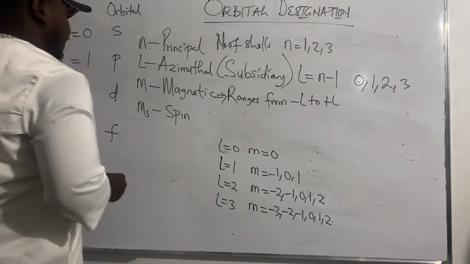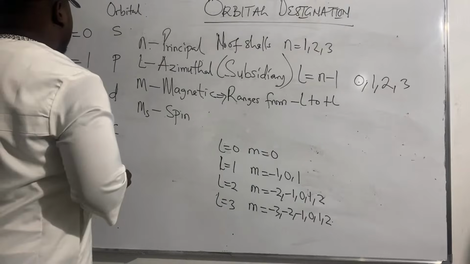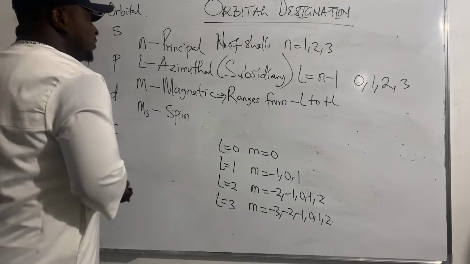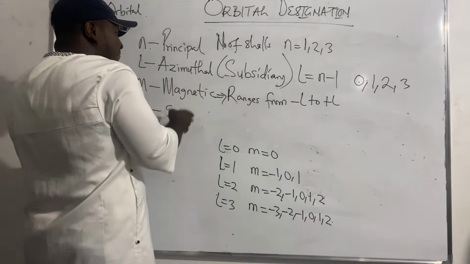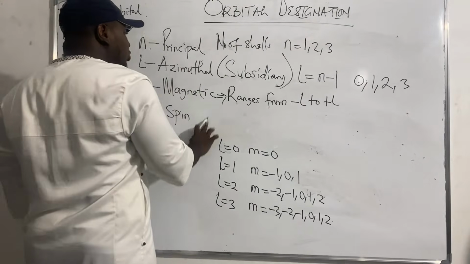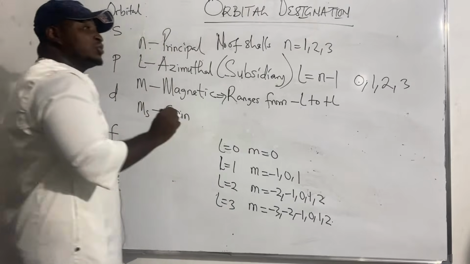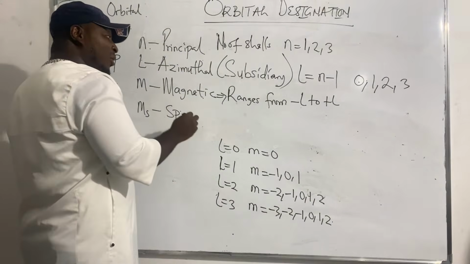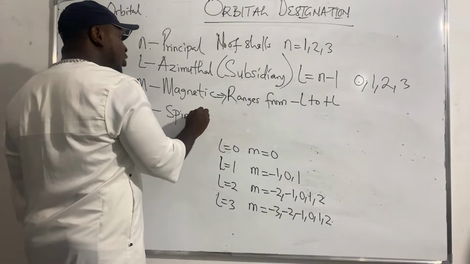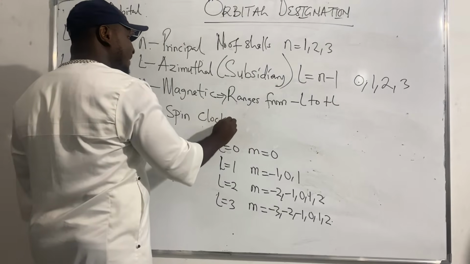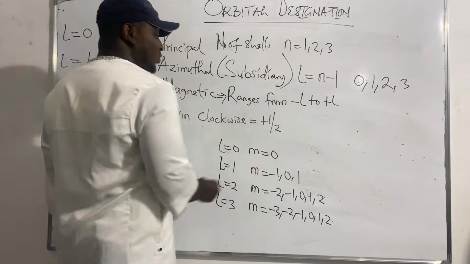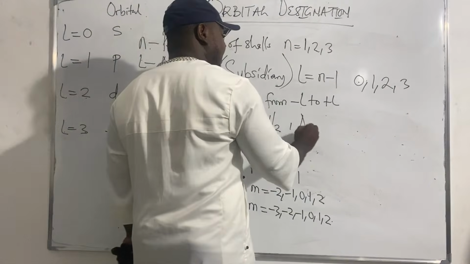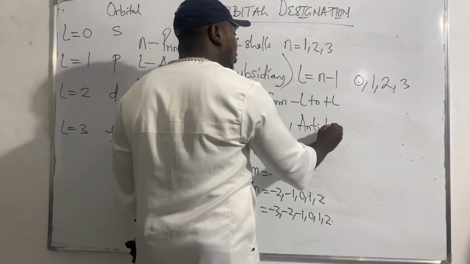Okay, so class, the spin quantum number is different from the other three. I told you these three could be the same, but this spin is always different. This spin quantum number just tells us how the electron is oriented in the block. Now, this spin can either be clockwise. How do we represent clockwise? Plus 1 over 2. Or anti-clockwise.